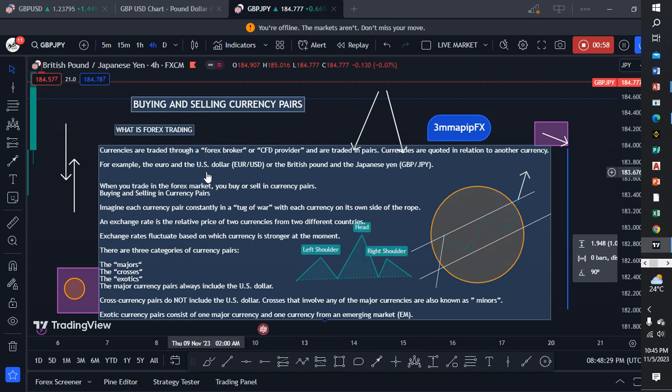Currencies are traded through a forex broker or CFD provider and are traded in pairs. As I've explained here, it's a simultaneous buying of one currency and selling of another. This means the currencies are traded through a forex broker or CFD provider. This forex broker helps us to access the market. Currencies are quoted in relation to another currency. For example, the euro and the USD dollar is written as euro USD. One currency is quoted against the other.